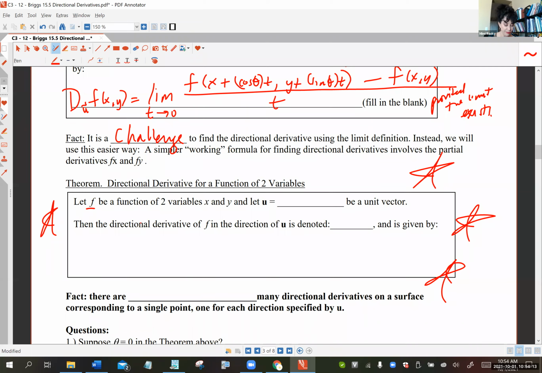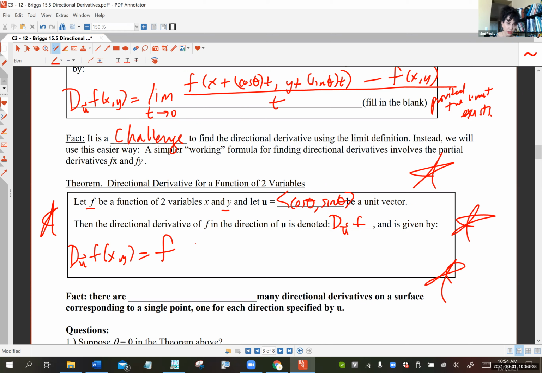You got a function f of two variables, x and y, and let u be a unit vector with components cos theta, sine theta, pointing you in the direction that you want your slope. Your directional derivative of f is D_u f. Know this notation. The D_u f(x,y) is going to be the following.